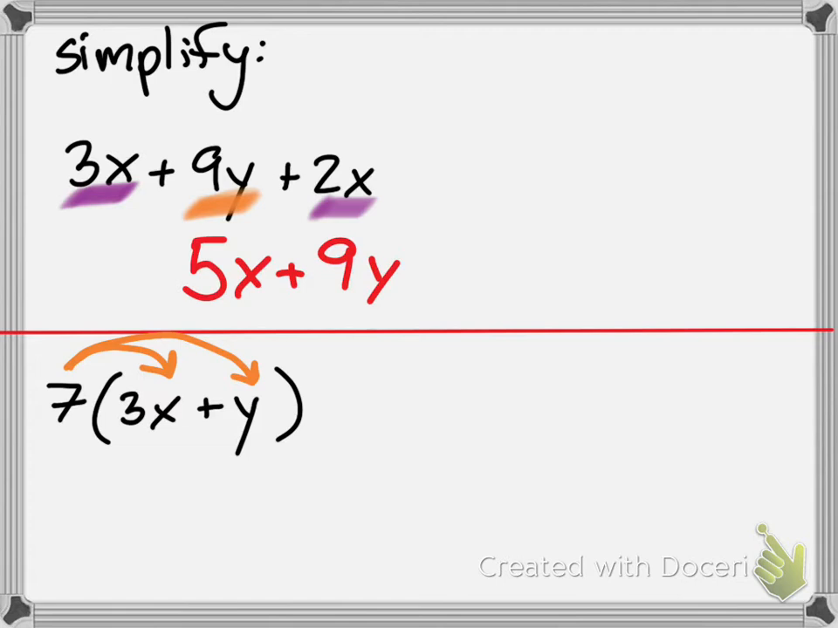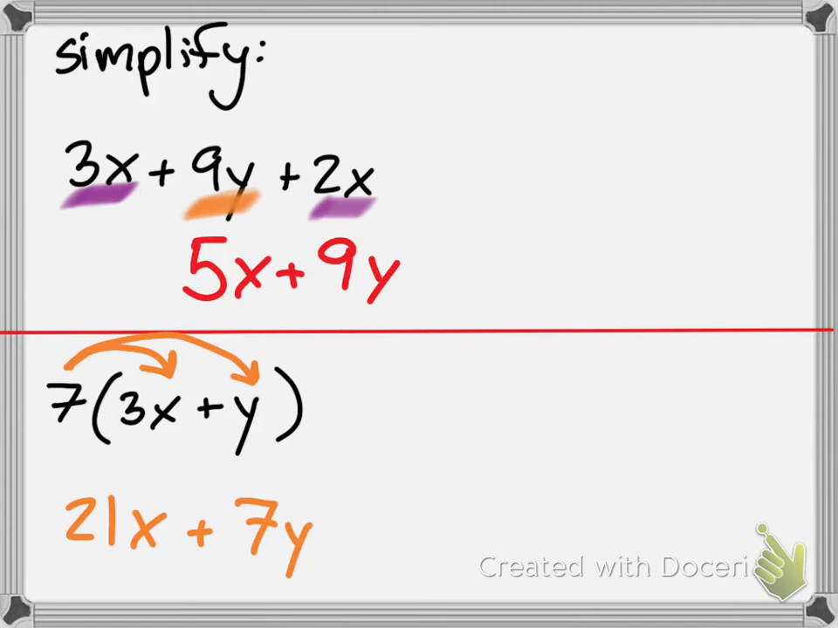How do I solve it? So first I multiplied 7 times 3x and I got 21x. Excellent. Then I multiplied 7 times y and I got 7y. Guess what? That's our answer. That's it. That's the whole thing.